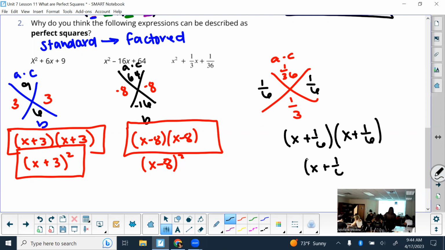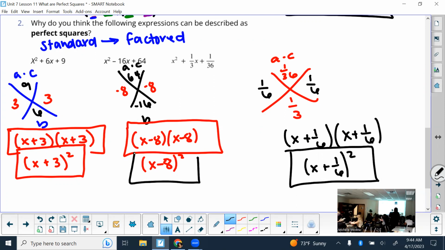So why do you think these are called perfect squares? Because I can write them as a square since the parentheses are exactly the same. So there's ways to recognize it when it's a trinomial and then when it's in factor form. Don't lose your notes, we'll finish it tomorrow, but I do think you have enough now for your homework.